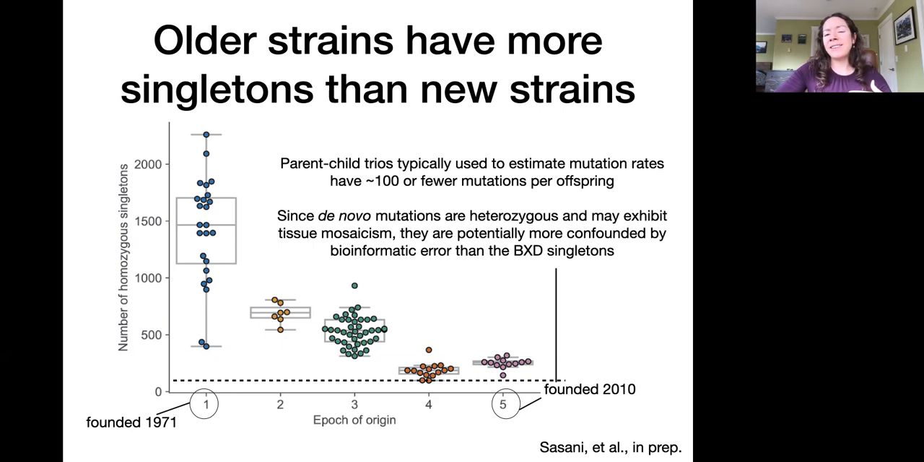Another thing is that since de novo mutations are heterozygous, there's often some uncertainty about which ones are true variants and which are maybe somatic variants segregating at a lower than 50% frequency in the blood. There's a lot more uncertainty in counting de novo mutations, subject to these bioinformatic errors, than we think we have in this nice case where everything is homozygous.